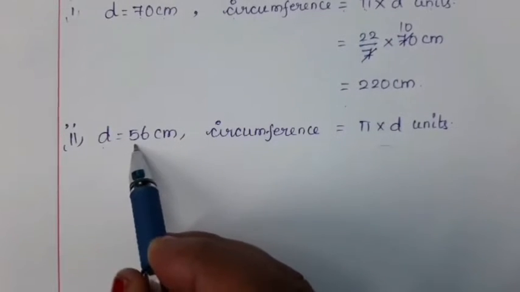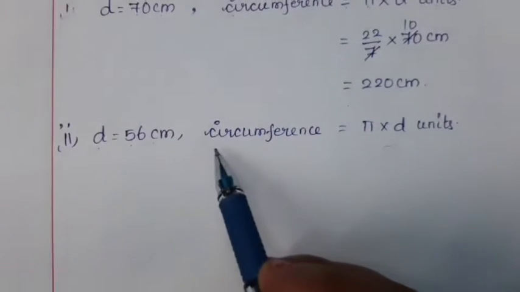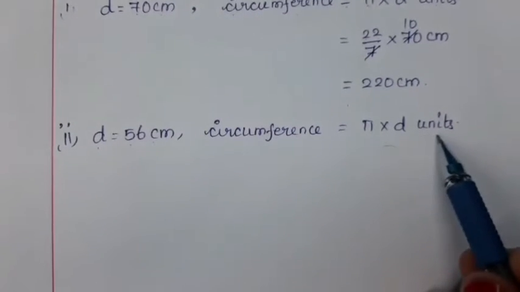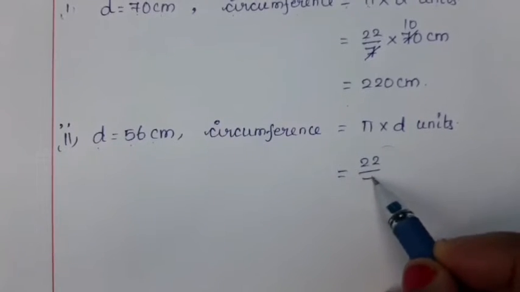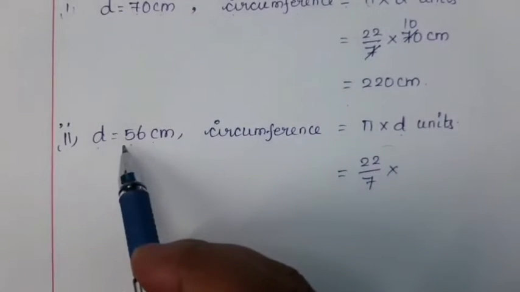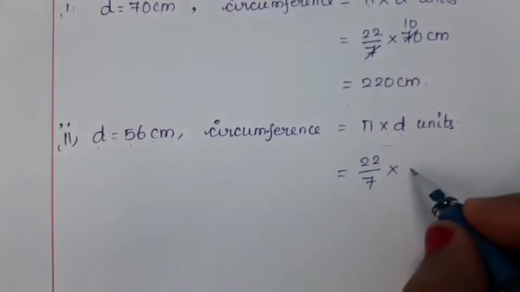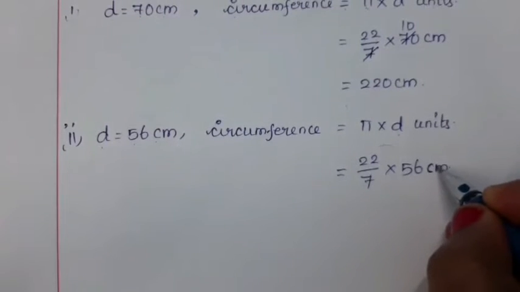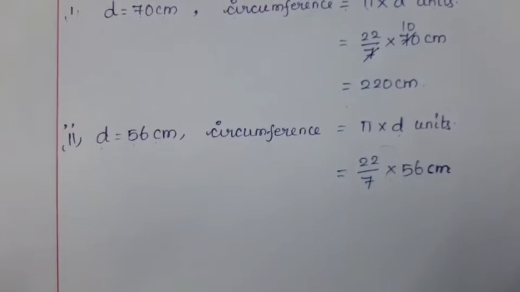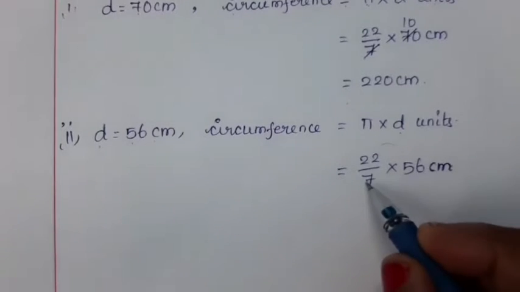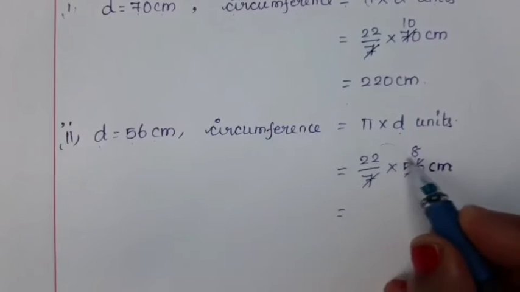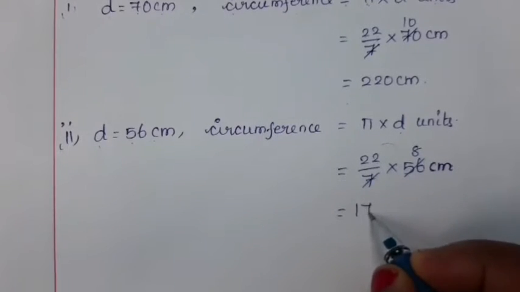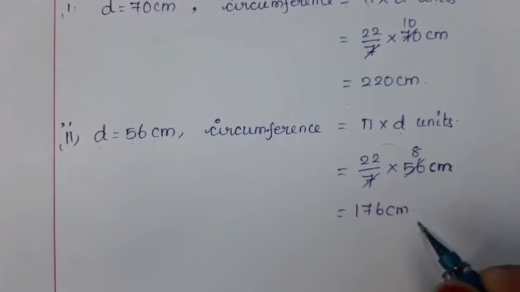The given diameter is equal to 56 centimeter and the circumference is equal to pi into D units. We know that the value of pi is equal to 22 by 7 and the value of D is given by 56 centimeter. By dividing 56 by 7 we get 8 times. By multiplying 22 by 8 we get 176 centimeter, which is the required circumference of the circle.